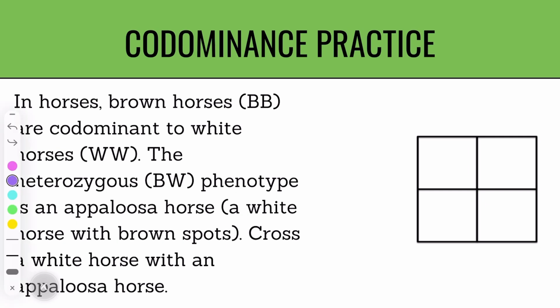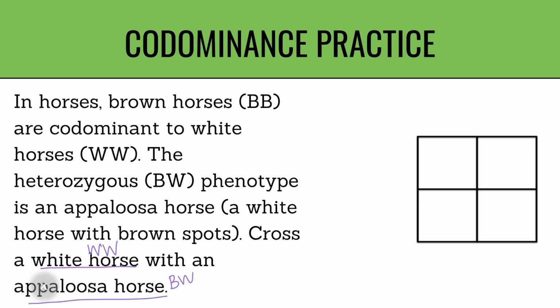So in horses, brown horses are codominant to white horses. So I like to use different letters in this situation to help me out here. You can also use different letters in the incomplete dominance problems, but you just got to pay attention to what type of problem that you're doing. So brown horses are codominant to white horses. The heterozygous phenotype is an Appaloosa horse, which is a white horse with brown spots. Cross a white horse with an Appaloosa horse.